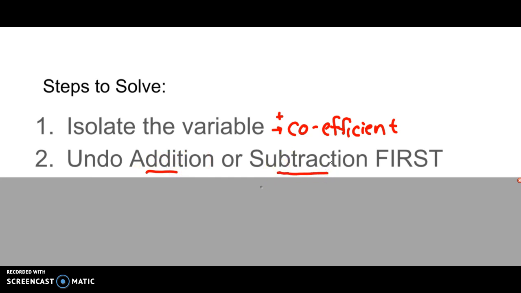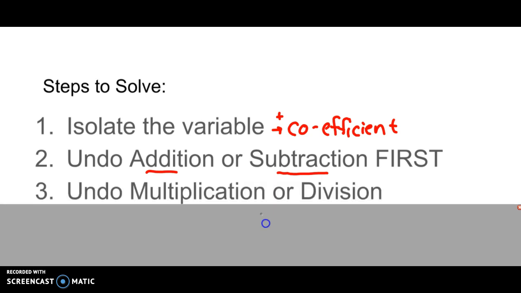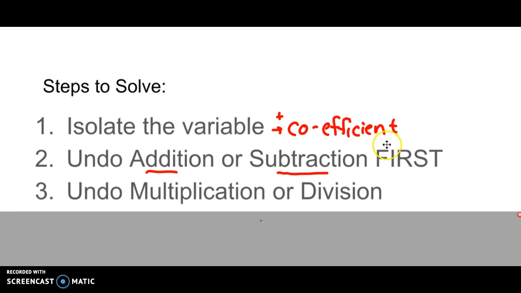Then your second step will always be to undo either the addition piece or the subtraction piece first. In most cases, there will only be one or the other of these, so your job will be to identify which one you need to undo and accomplish that before you accomplish the undoing, which is step 3, of multiplication or division. But it's really important that this gets done first, because really you're doing a backwards order of operations, or a backwards PEMDAS. So because addition and subtraction happens at the very end of PEMDAS, when we work backwards, that's the first thing that we need to undo.